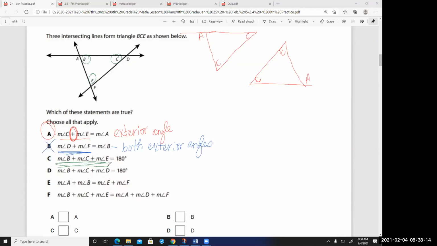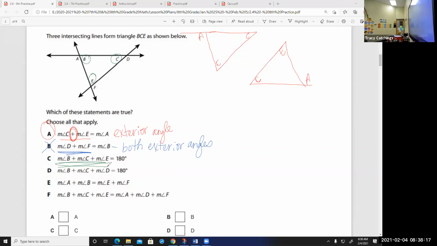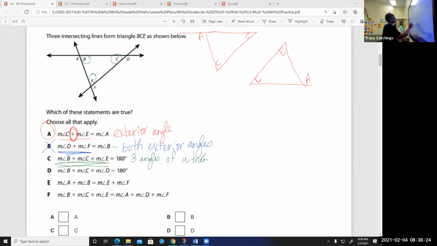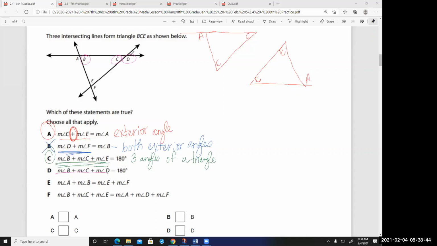Because B, C, and E are interior angles inside the triangle. So for them to form a triangle, they've got to equal 180. We should have learned in 4th grade that the angles of a triangle add to 180 degrees. Good job. D says B, C, and D add up to 180. False. Because C and D are supposed to equal 180 by themselves.